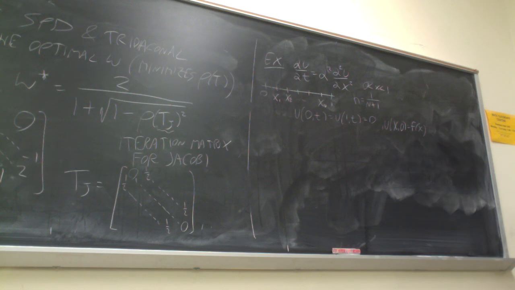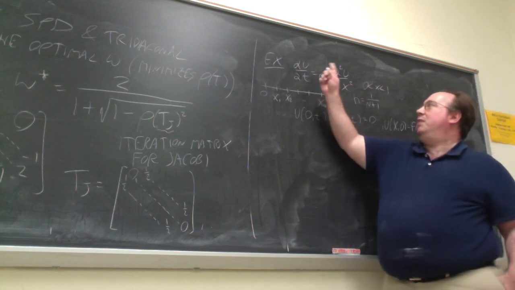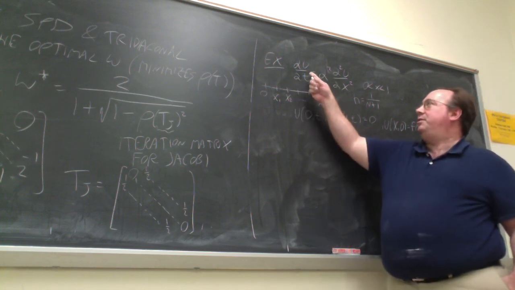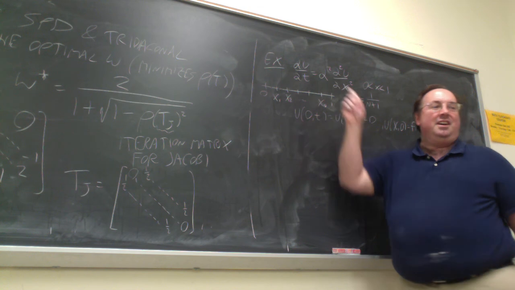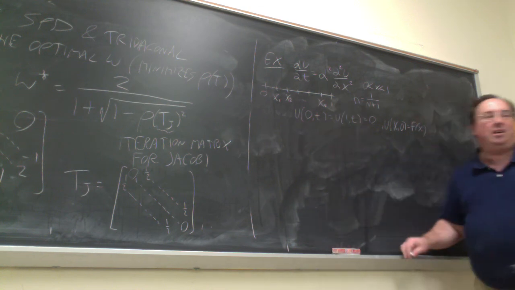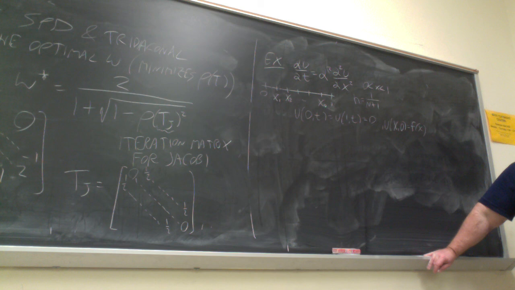Okay. Wait, pause. Can you read that top one? The whole thing. Partial derivative of u with respect to t, and then there's an alpha, equals alpha squared times the second partial derivative of u with respect to x.